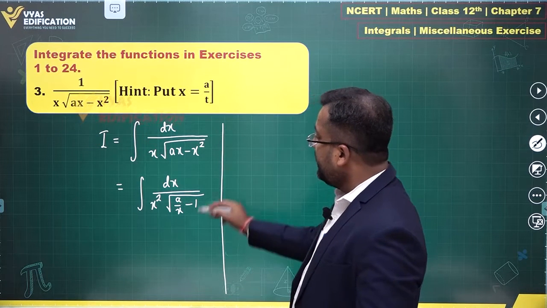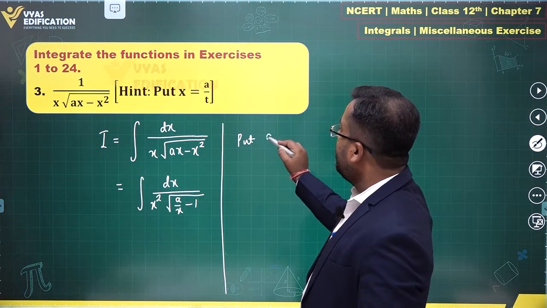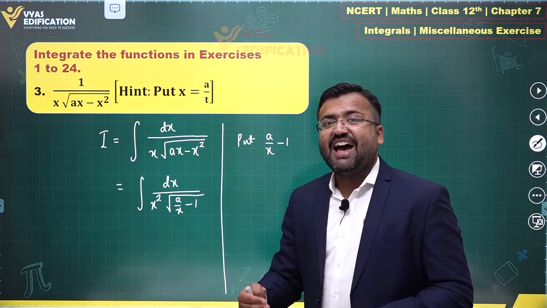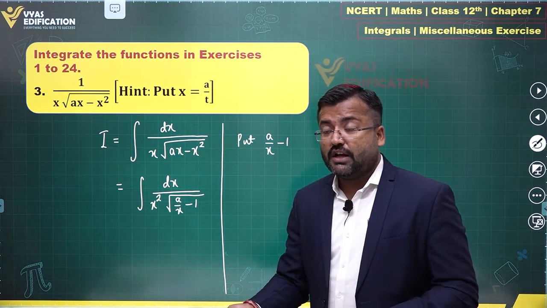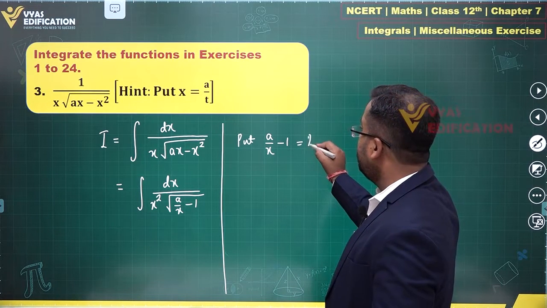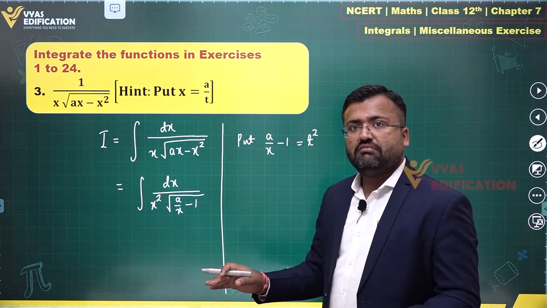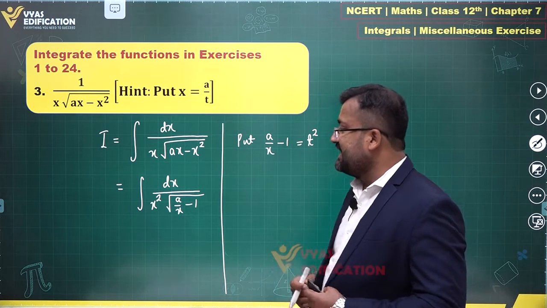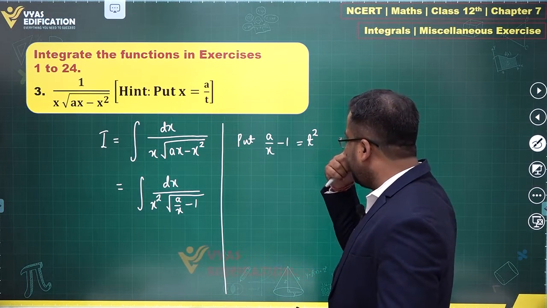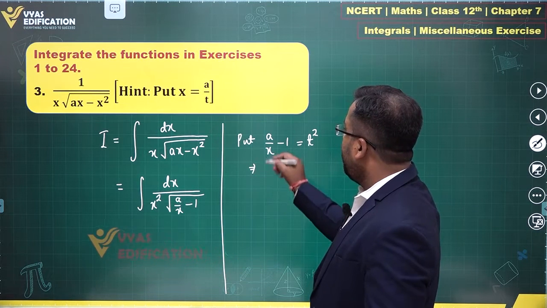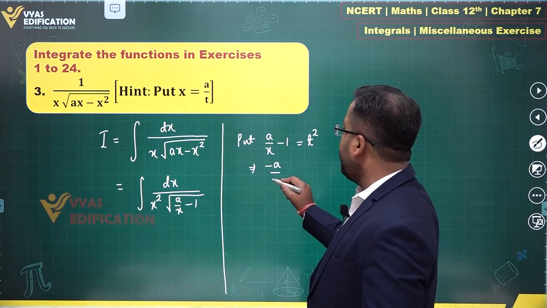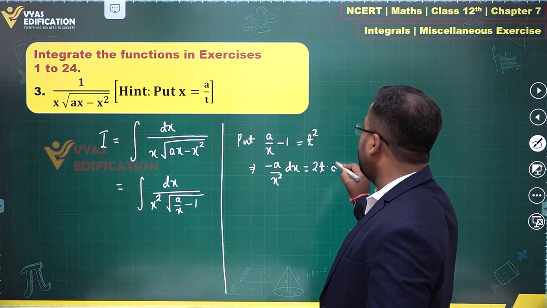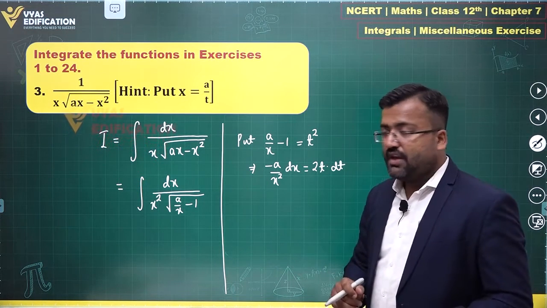Alternatively, you can also think of putting a by x minus 1, this whole expression, as t, or for that matter, you can also substitute this as t square. Oh, we are not using this? No, we are using something better than this after reaching this stage. So a by x minus 1 can be substituted as t square. 1 upon x, the derivative will be minus a by x square dx, which is 2t times dt. This is what I have, right?